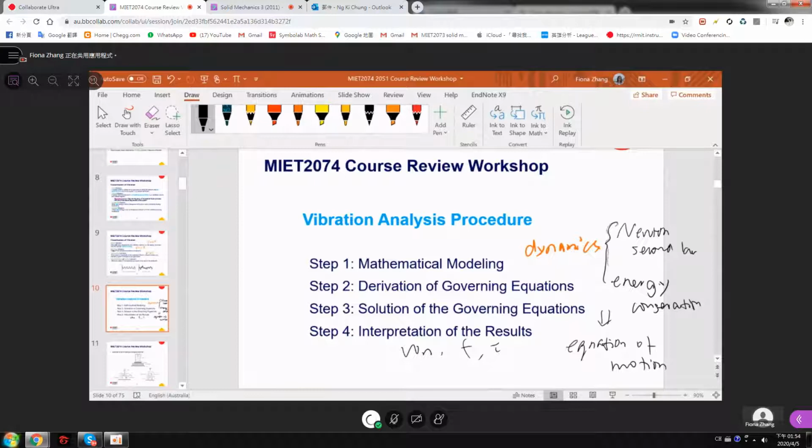And also the response of a system, right? So the displacement or maybe theta, the velocity and acceleration or theta dot. Okay, so it depends on what the system is, and what coordinate you are using. Right, so you can interpret the results. Okay.